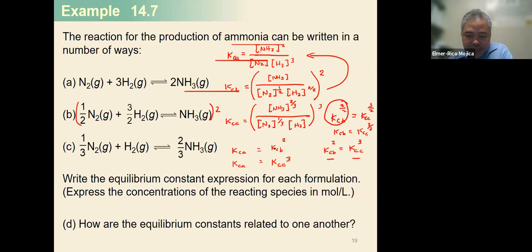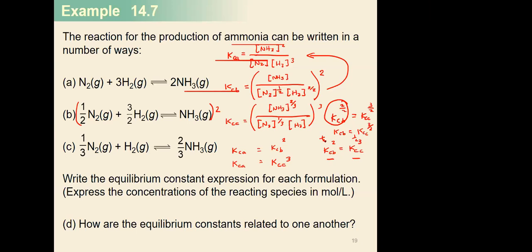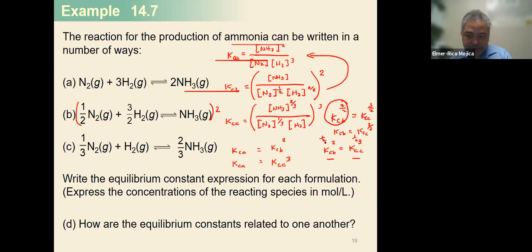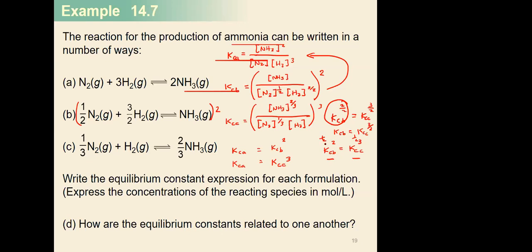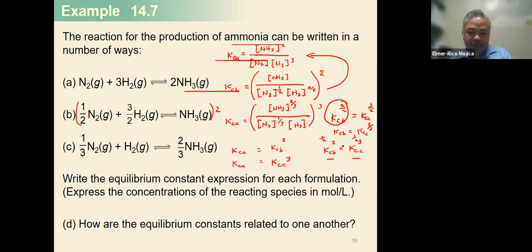The relationship that they have here, remember, KCA is equal to KCB squared. KCA is equal to KCC cubed. So how do I simplify these things? I multiply them by 1/2. So when I multiply each of them by 1/2, 1/2 of 2 is equal to 2/2, right? Do you get it? Okay? 2/2 is equal to 1. So 1/2 times 3 will give you what?